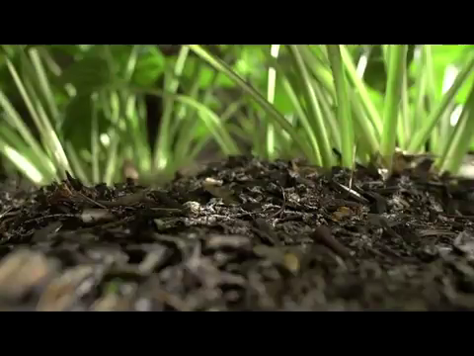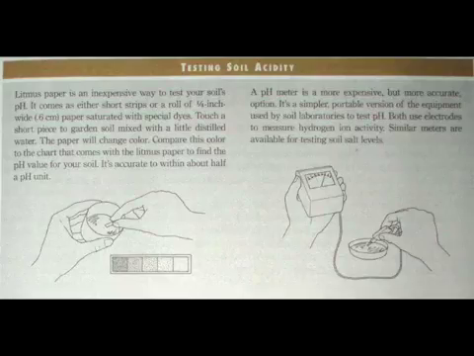Testing soil acidity. Litmus paper is an inexpensive way to test your soil's pH. It comes in either short strips or a roll of 1/4 inch wide paper saturated with special dyes. You touch a short piece to the garden soil mixed with a little distilled water. The paper will change color. You compare this color to the chart that comes with the litmus paper to find out the pH value for your soil. It's accurate within about half a pH unit.